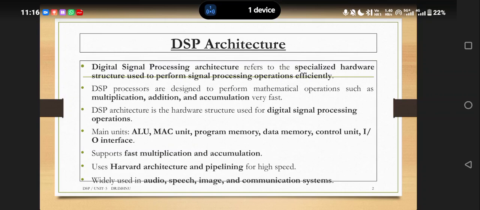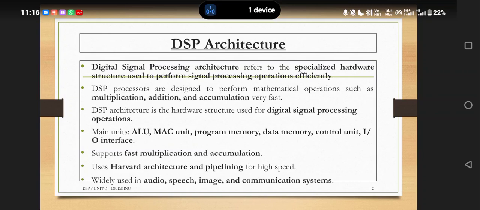DSP architecture refers to the specialized hardware structure used to perform signal processing operations efficiently. DSP processors are designed to perform mathematical operations such as multiplication, addition, and accumulation in a very fast manner. DSP architecture is the hardware structure used for digital signal processing operations.